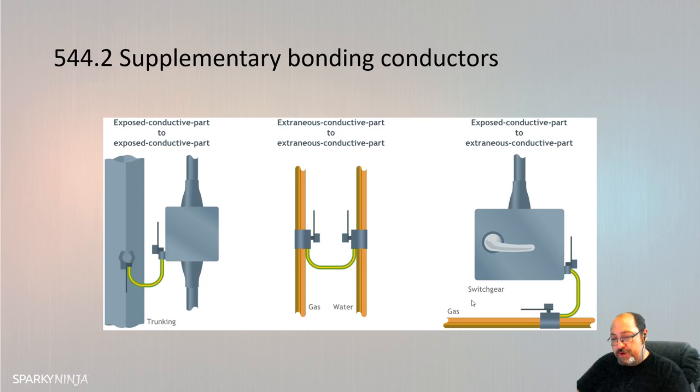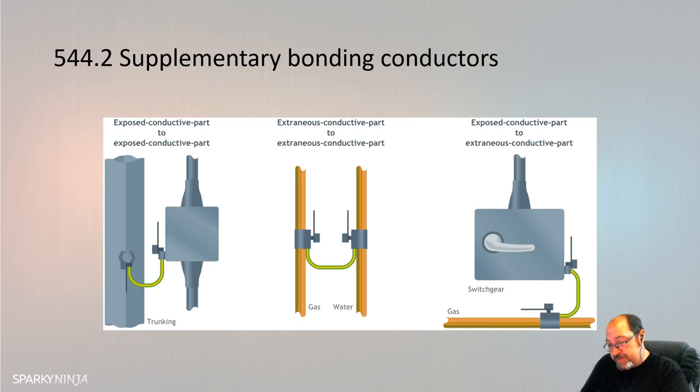The first one, 544.2.1: a supplementary bonding conductor connecting two exposed conductive parts shall have a conductance, if sheathed or otherwise provided with mechanical protection, not less than that of the smaller protective conductor here. So if they are mechanically protected, there's no need to consider increasing size for that. Whichever protective conductor is the smallest, and I have mechanical protection for this, fine. If I don't have mechanical protection for this, as illustrated here, 4 mil.